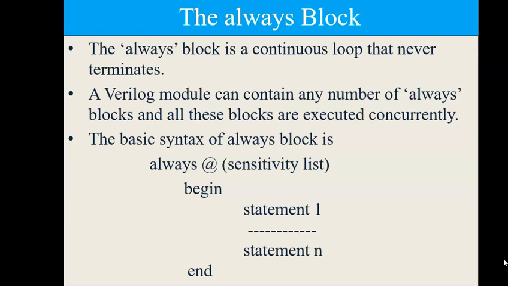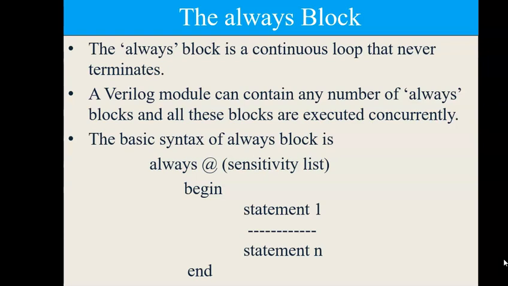So let us see how this always block looks and how it helps the designer to design a digital system. A Verilog module can contain any number of always blocks. This is the most important thing. A Verilog module, as you know, is a kind of subsystem in the complex digital system. So a Verilog module can have either one always block or a number of always blocks. And remember, all these always blocks are executed concurrently.